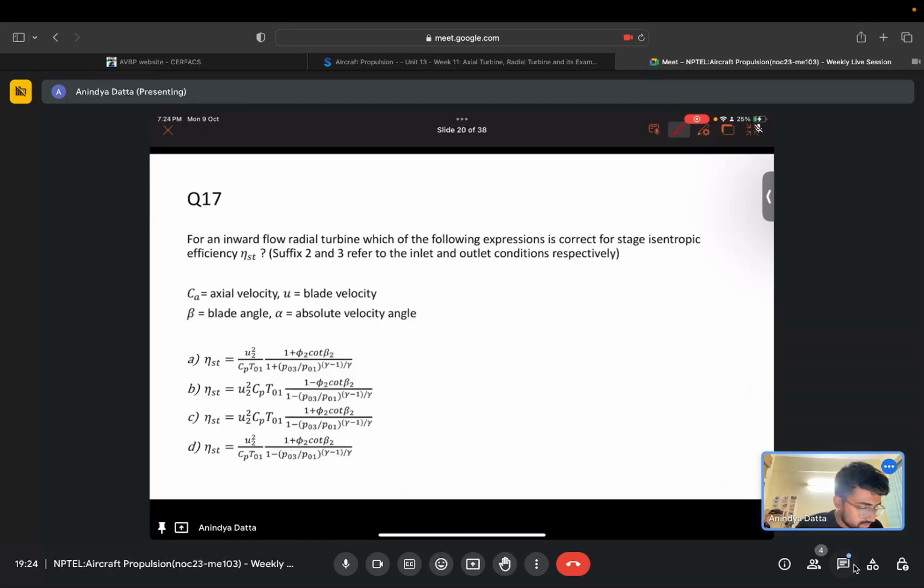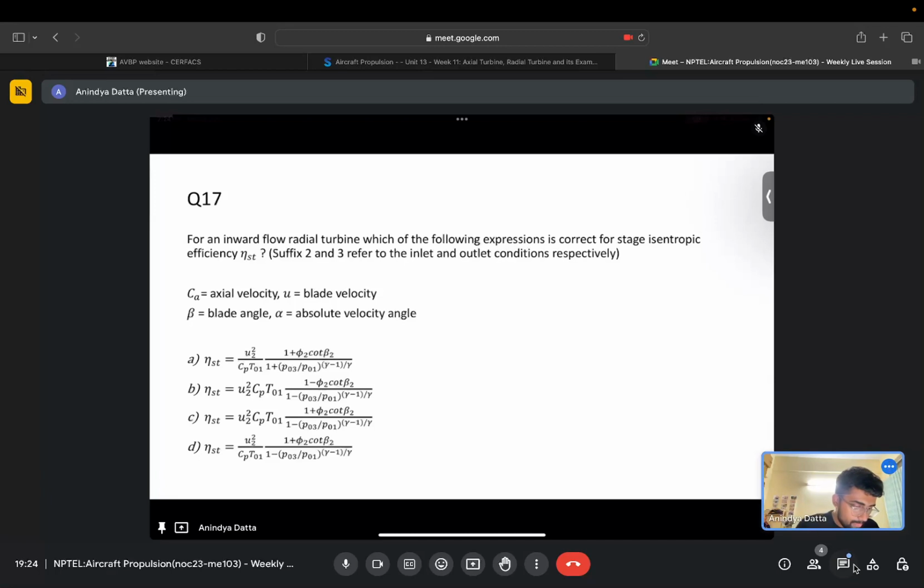Okay, let's move on to the next question. For an inward flow radial turbine, which of the following expressions is correct for the stage isentropic efficiency eta st? Okay, so 2 and 3 are the inlet and outlet conditions for the impeller. Ca is the axial velocity, u is the blade velocity, beta is the blade angle, and alpha is the absolute velocity angle in the velocity triangle.